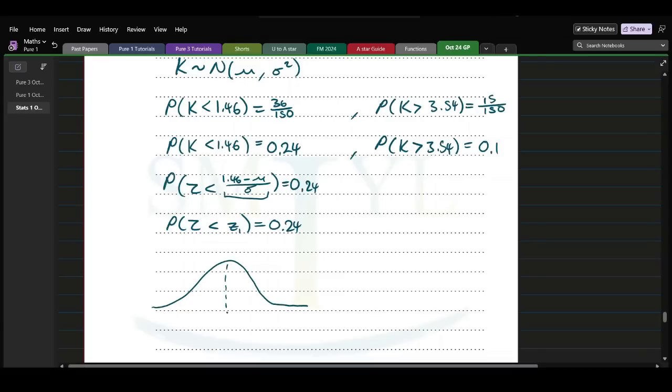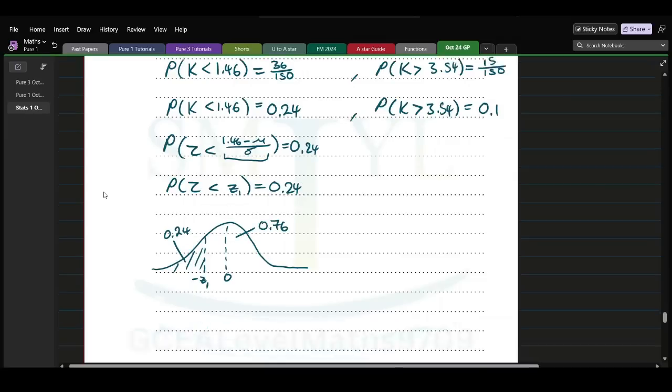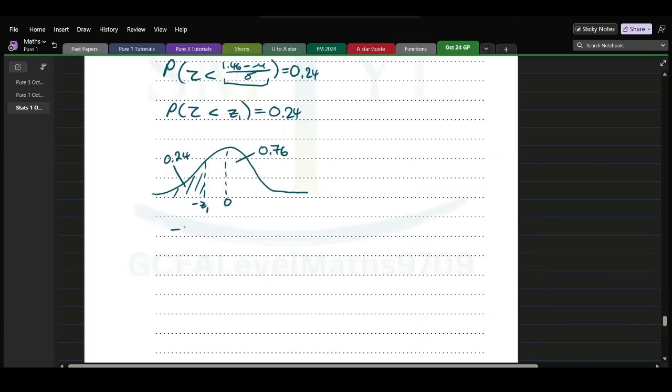So this is 0, and we're looking for 24% of the area on the less than side, so that should be somewhere over here. We can tell from our diagram that our Z1 is going to be negative, because this area over here is 0.24, and that other area would be 1 minus 0.24, that is 0.76. We can find Z1 by saying, we know that Z1 is going to be negative.